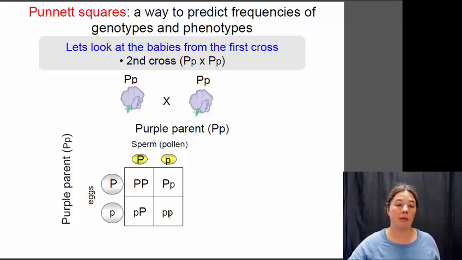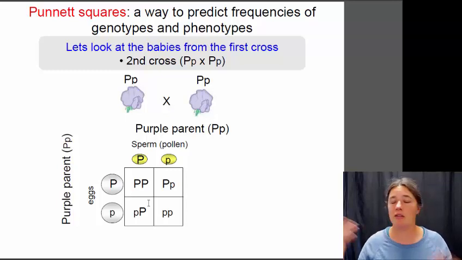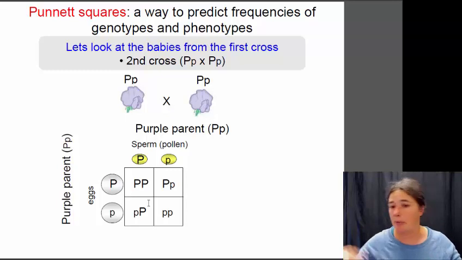Is there a difference between little p, big P, and big P, little p? No, they're exactly the same. They're both heterozygotes. It doesn't matter which order you write them in. They've got one big P, they've got one little p. They're exactly the same. Okay?